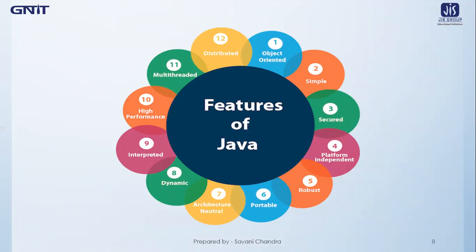Object-oriented programming is a methodology that simplifies software development and maintenance by providing some rules. The basic concepts of object-oriented programming we have just discussed. All the basic concepts or properties or characteristics of object-oriented programming are followed by Java also. That's why Java is object-oriented. The second feature is simple.